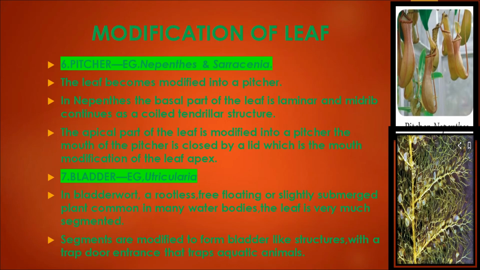Bladder, example, Utricularia. Bladderwort is rootless, a free-floating and slightly submerged plant. They are common in water bodies. The leaf is very much segmented and the segments are modified to form bladder-like structures to trap insects. They will trap aquatic animals.